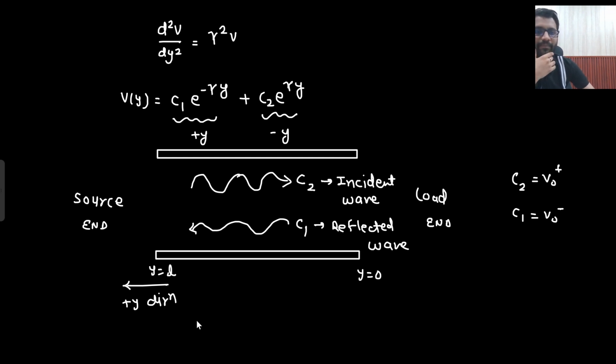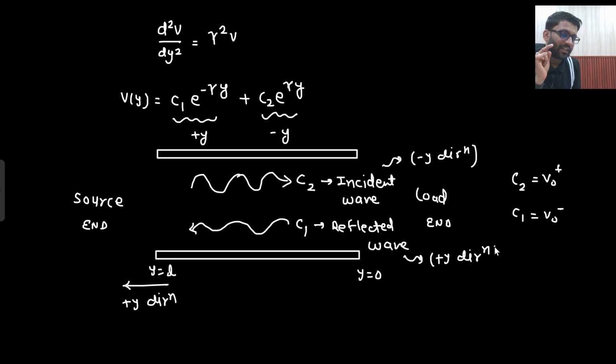So what I am saying, one wave is traveling in negative y direction, one wave is traveling in positive y direction. The wave which is traveling in negative y direction, why is that so? Because it is coming from the source. It is coming from the source end. So this is traveling in negative y direction and this is traveling in positive y direction.